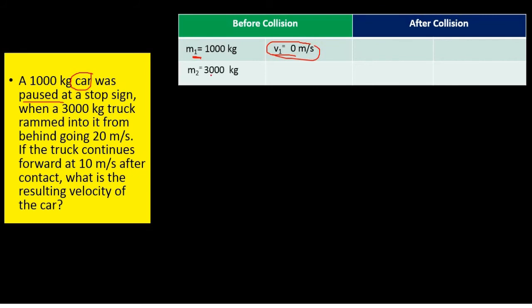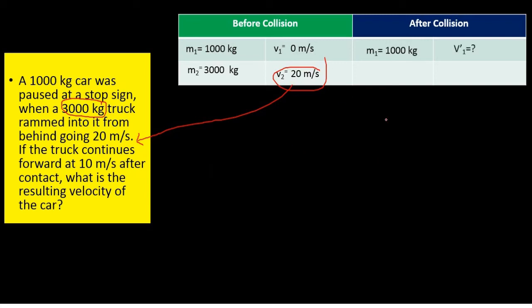Next would be the mass number 2 and all variables with 2 as a subscript. That would be for the truck. It has a mass of 3,000 kilogram and a velocity of 20 meters per second. Now, after the collision, the car still has 1,000 kilogram, and its resulting velocity is what is being asked.